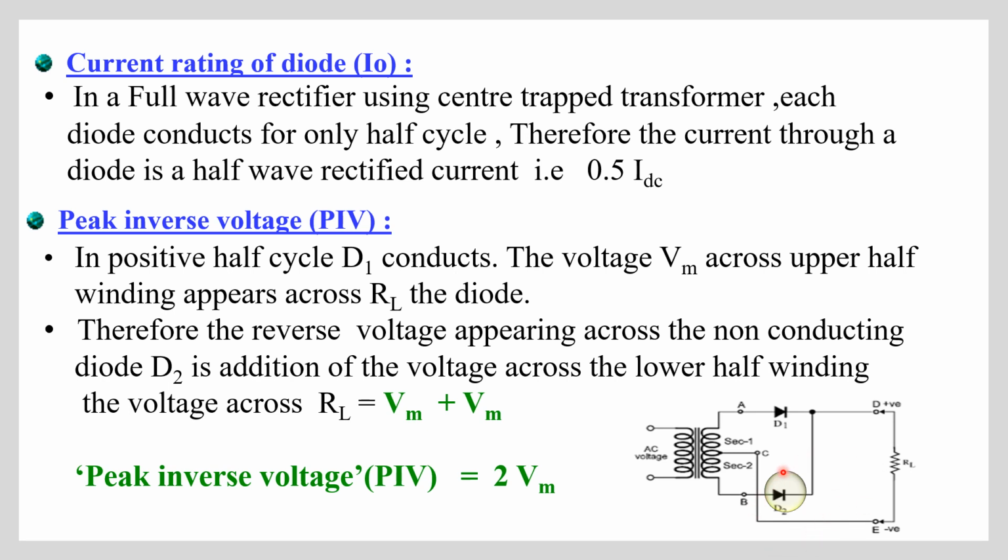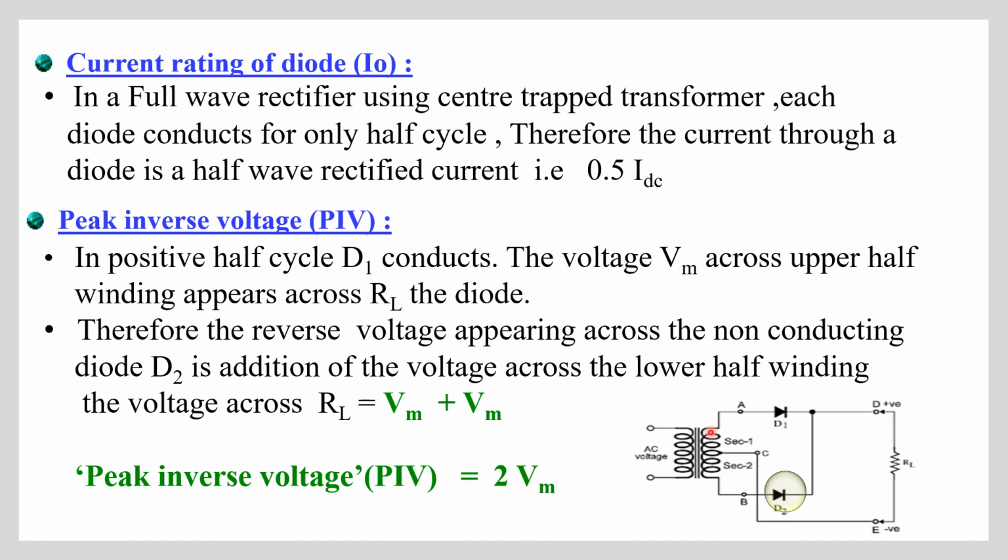It is the maximum voltage which appears across the diode in the reverse bias condition. Let's find out the peak inverse voltage for this particular circuit. To find the peak inverse voltage, let's assume that during the positive half cycle, the diode D1 is conducting and diode D2 remains off. So for the full wave rectifier circuit which is designed using a center tap, the peak inverse voltage is equal to 2 Vm.